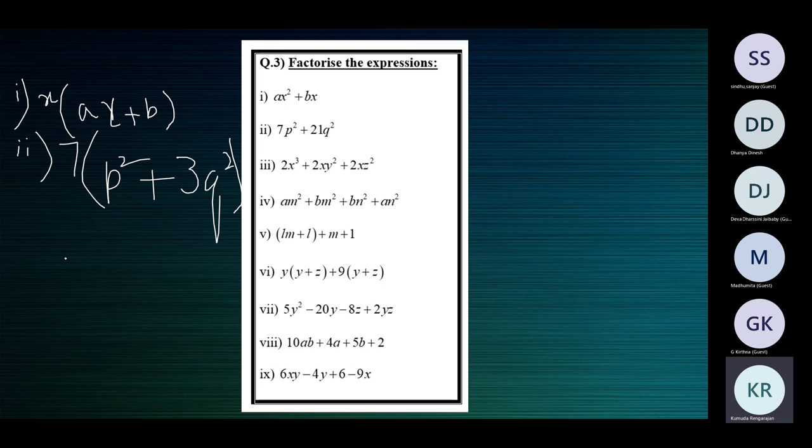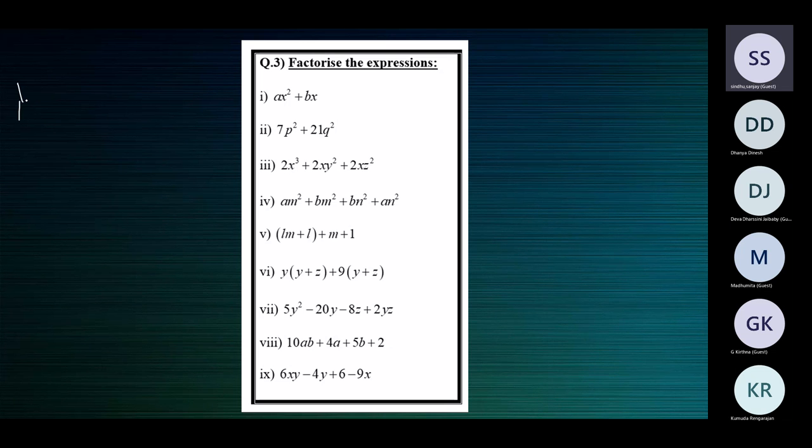So that's it. Just take out 7 common. p square plus 3q square. That's all, because it doesn't look like p square minus q square. There are two terms, but they don't look like a square minus b square. Only 7 is common. In the bracket, we have p square plus 3q square, two terms, but it's not in the form a square minus b square. So it cannot be factorized further.